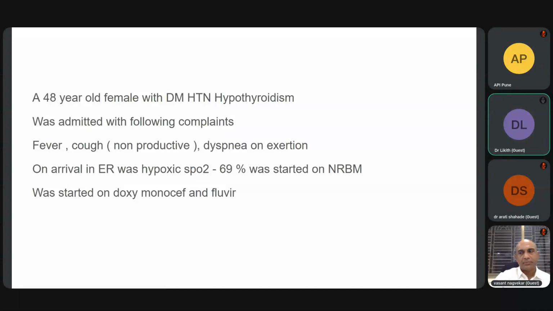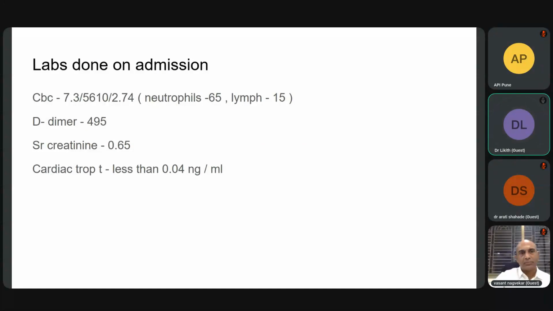On arrival in the ER, she was hypoxic, with saturation of 69%. Initially she was started on NRBM, and as per the CAP protocol started on doxy, monosafe, and fluvi. Then day one labs were sent. The CBC showed Hb 7.3, WBC count 5,610, and platelets 274,000, with a D-dimer of 495. Creatinine was normal and troponin T was negative.